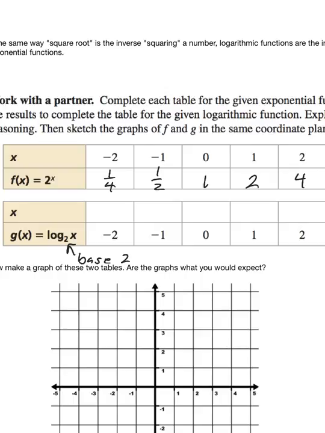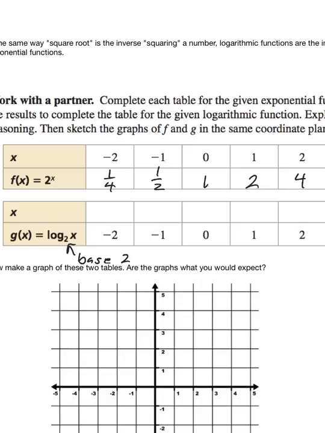A couple of things as we move into logarithmic notation. I want you to know that the word base appears in both. This is base 2 to the x, and then down here on the second function we have log base 2 of x. This 2 is going to help us when we try to convert from one form to the other. So let's go ahead and find the points for the bottom.